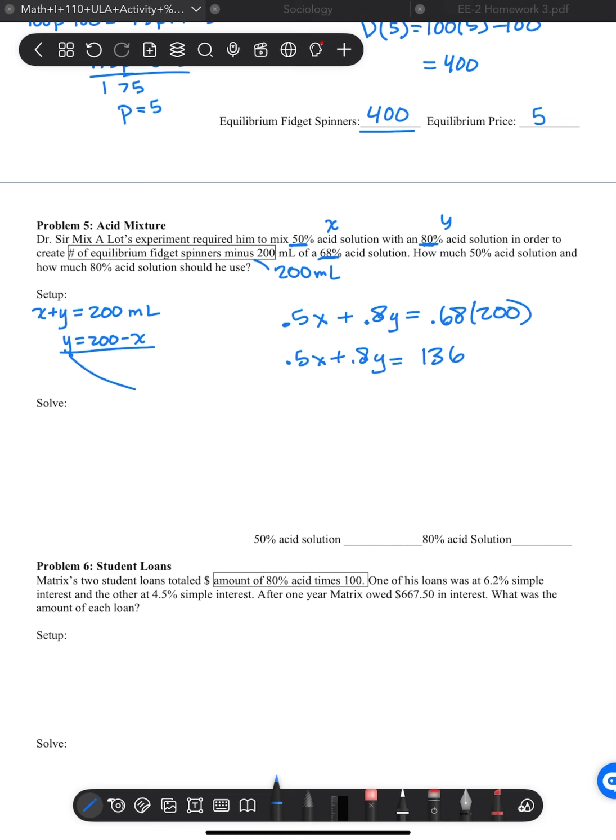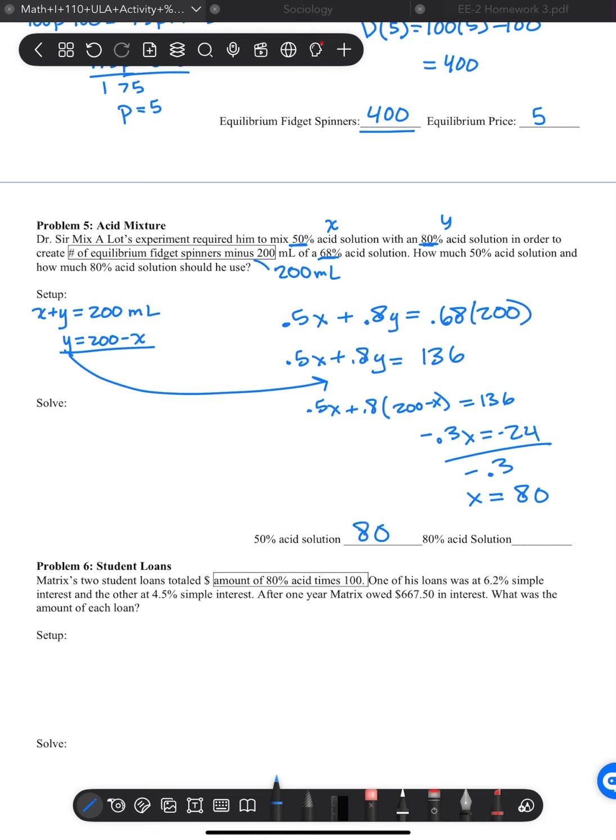From there we found the substitution, so we're going to plug that in. That's where we get 0.5x plus 0.8 times our y, which is now 200 minus x, equals 136. We're going to get that simplified. We should get negative 0.3x equals negative 24. From there, we're going to divide by negative 0.3. Dividing two negatives, we should get a positive 80.